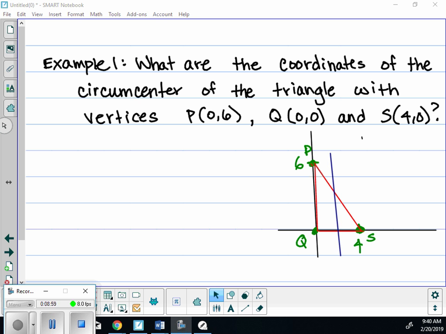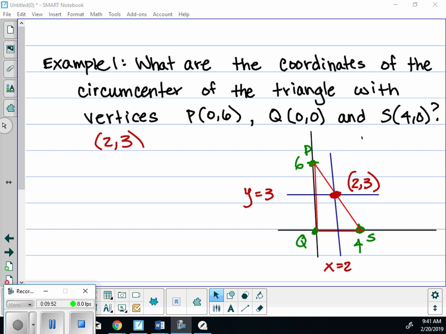And what's going to be perpendicular to this vertical line? A horizontal line. And what's halfway between 0 and 6? 3. So at 3, we'll go right about here. So these two lines, this is a vertical line of x equals 2, and this is a horizontal line of y equals 3. So this point right here is the point. So do we put x first or y first? Always x, so it will be (2, 3). So the answer to our problem, what are the coordinates of the circumcenter?